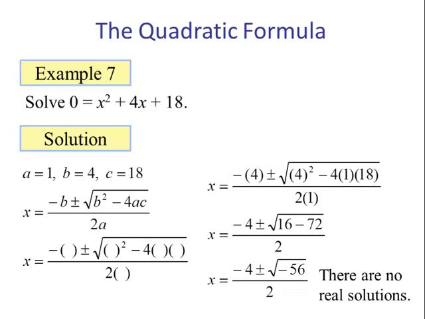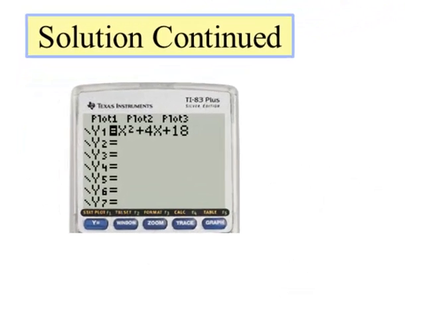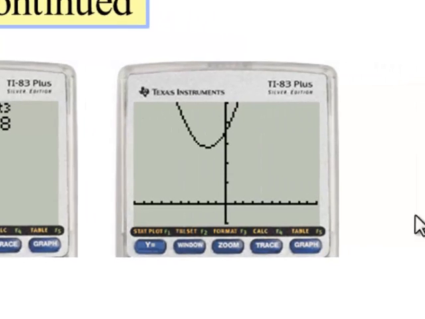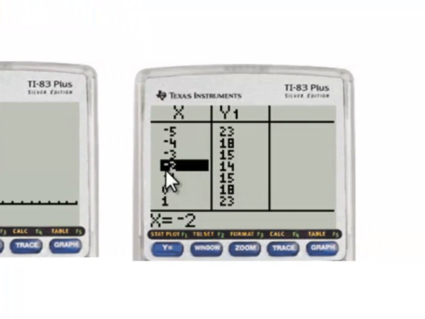Let's look at this graphically. So we put our equation in y1, and then we hit graph. We want to know where this parabola is touching the x-axis, because the x-axis is where y is 0, and it's not touching anywhere. Using the table, we see that the smallest y value is 14, and this can be verified by finding the vertex for this parabola. So the minimum value is 14, so there's no real solution.